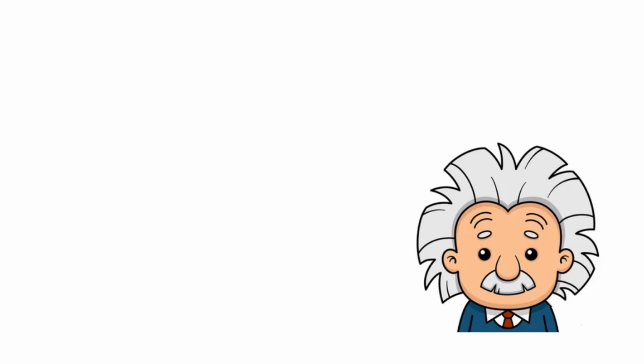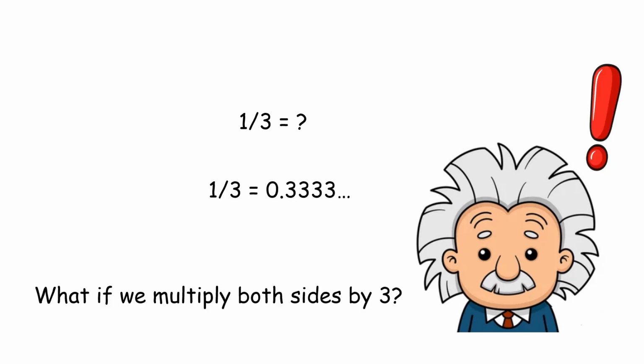In fact, it's really funny that people have trouble believing that 0.9999999 is equal to 1. Because if you ask them, for example, what is 1/3, most people say it's 0.33333. But then, what if we multiply both sides by 3? Of course, we get 1 equals 0.99999. But then, most people have a problem believing that.